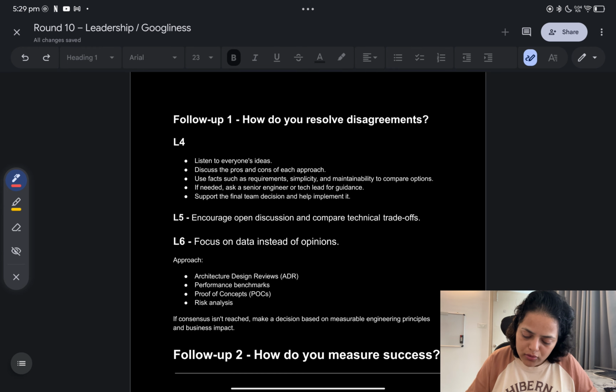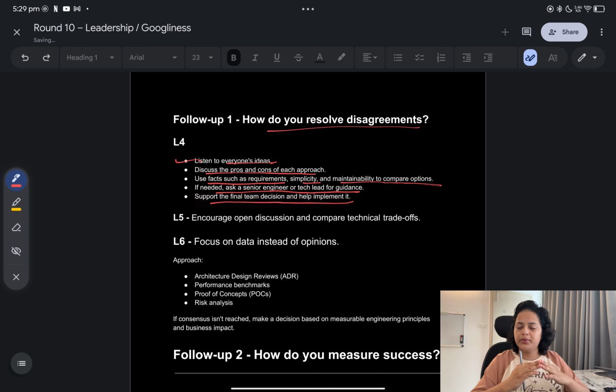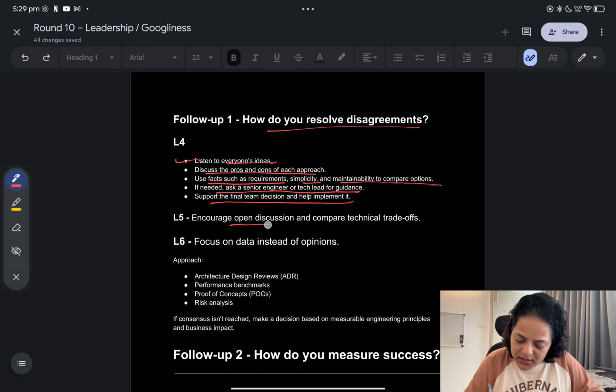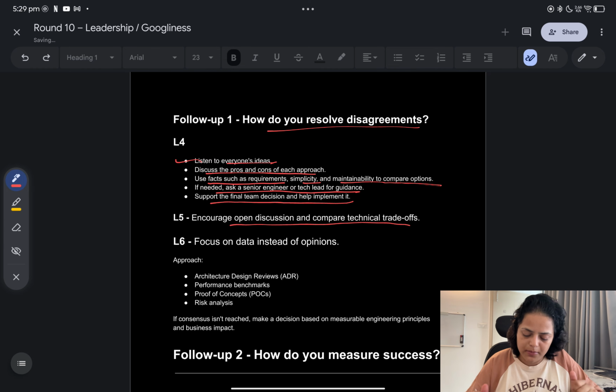The first one is, how do you resolve disagreements? L4 will say that he will listen to everyone's ideas, then discuss the pros and cons of each approach. Use facts such as requirements, simplicity, and maintainability to compare options. If needed, ask a senior engineer or tech lead for guidance, and then support the final team decision and help implement it. So whatever the final decision is, you will support it. L5 will say encourage open discussion and compare technical trade-offs, so they will discuss technical trade-offs.